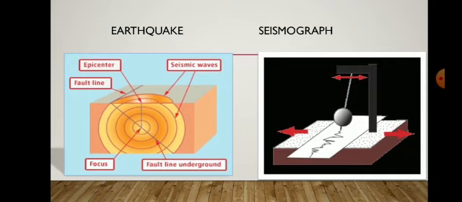And in the next diagram you can see the seismograph. So the seismograph is the instrument where the earthquake's intensity is measured. Okay, it is self detective there. So it shows how intense the earthquake has been.